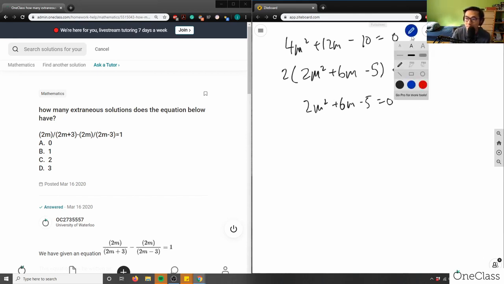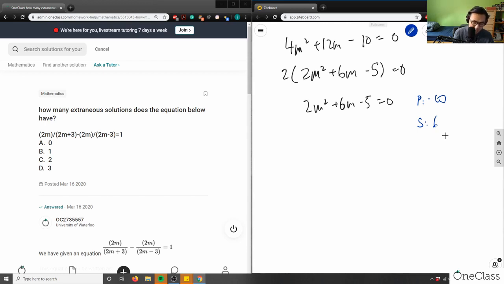I will do this in blue. The product is negative 10. The sum has to equal 6. So I'm looking for 2 numbers that give 6 here. So 10, 2 and 5, or 1 and 10. I don't think this is factorable. Let me just check. Negative 10 and 6. I don't think this is factorable here.